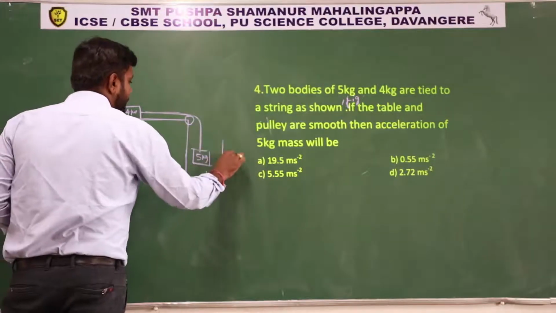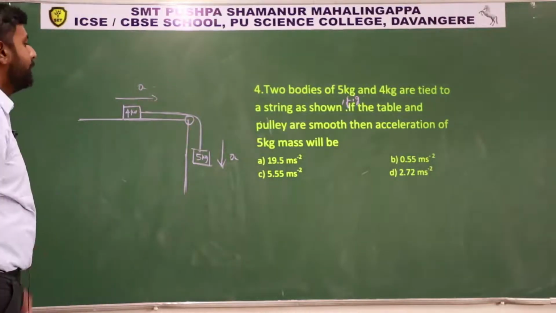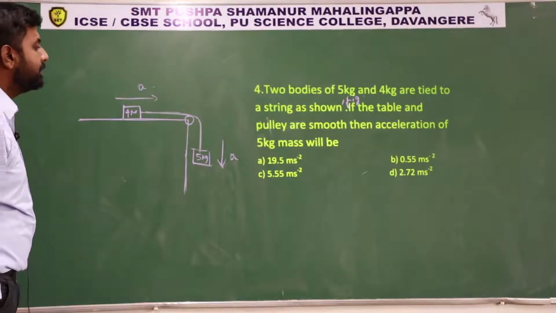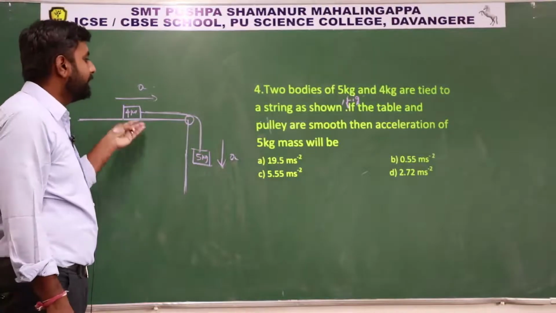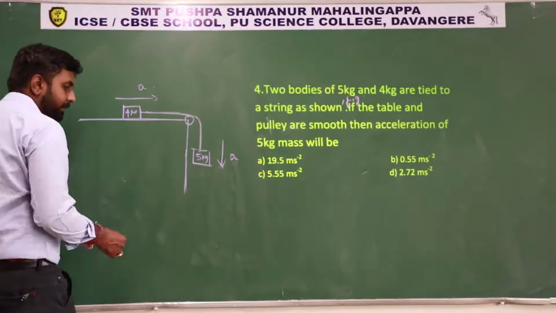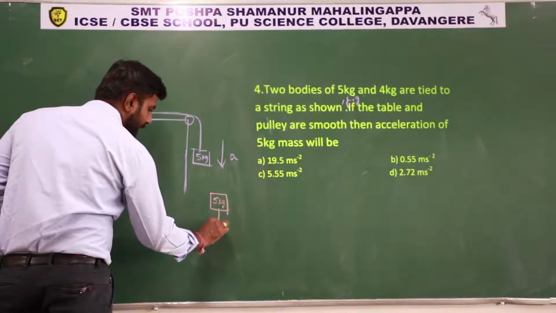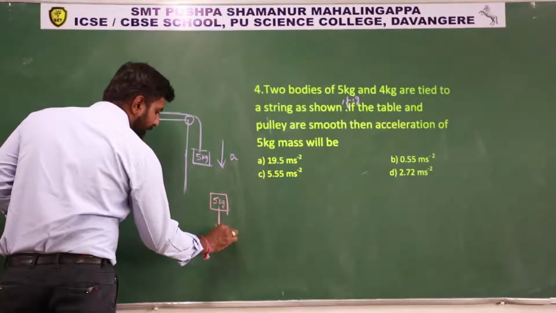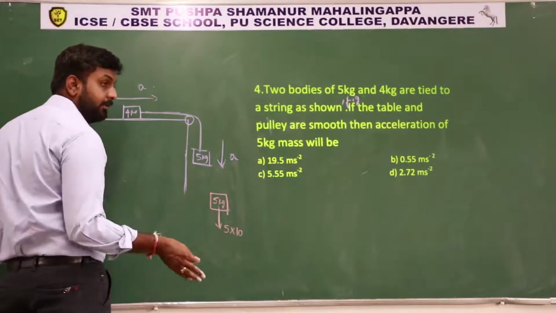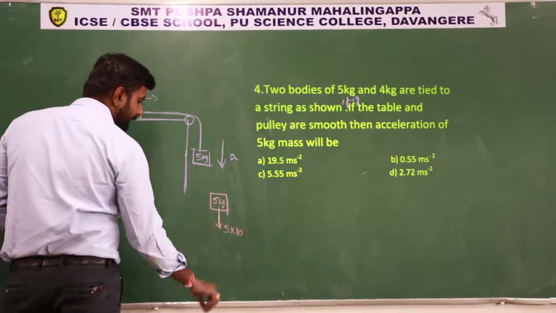And this acceleration, let us consider in this direction. This is the direction of motion of the body. So we have to find the acceleration of the 5 kg mass. The accelerations of the 5 kg and 4 kg masses are both the same, right? We will find it by writing the free body diagram of the 5 kg mass. This is 5 kg. Here weight will act downwards, so 5 into 10, taking g value as 10. m into g is the weight, that is 50 Newton acting downwards.